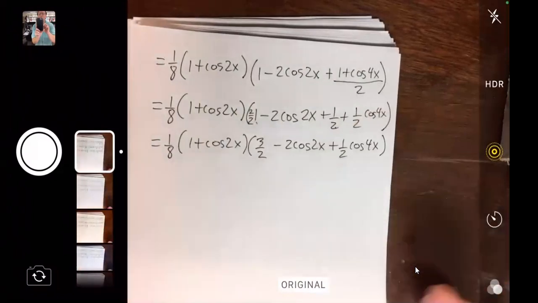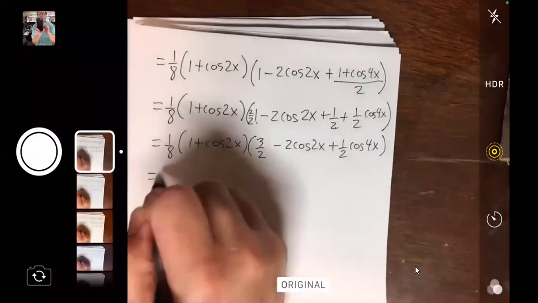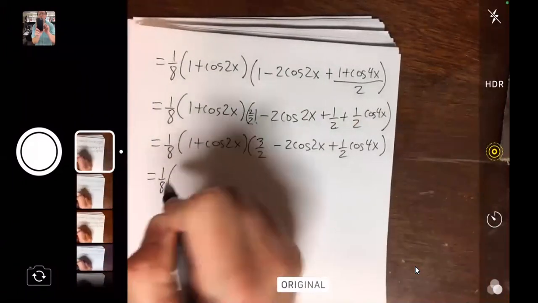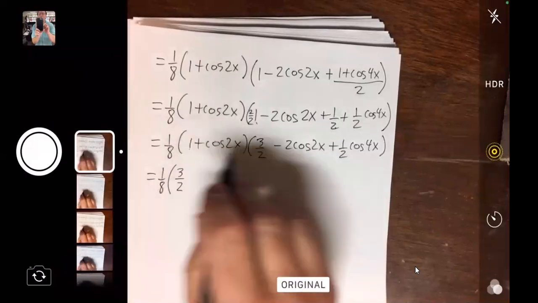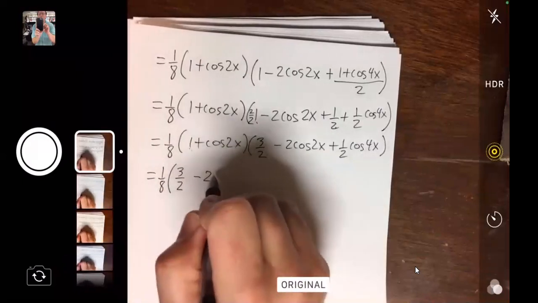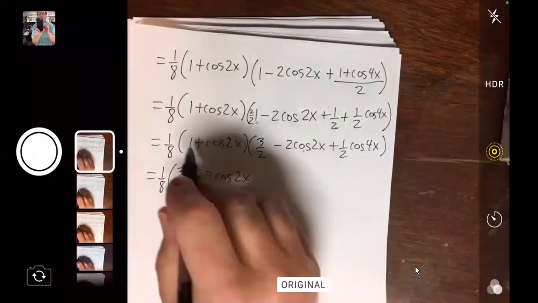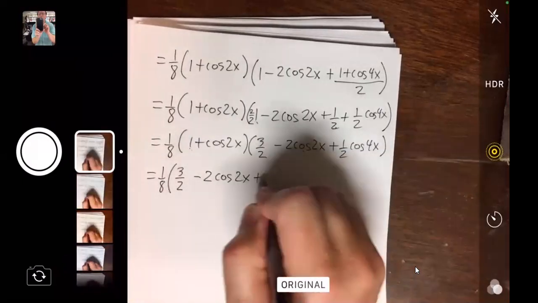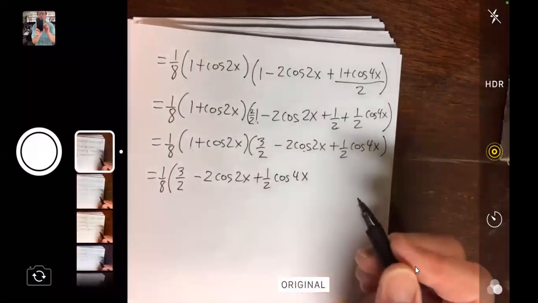All right, all we got left to do is a massive FOIL here. Are we ready to charge in? Yes, sir. All right, 1/8. 1 times 3/2, 3/2. 1 times, you have a -2 cosine of 2x. 1 times this is this. 1 times that, you have a half cosine of 4x. It's round 1.